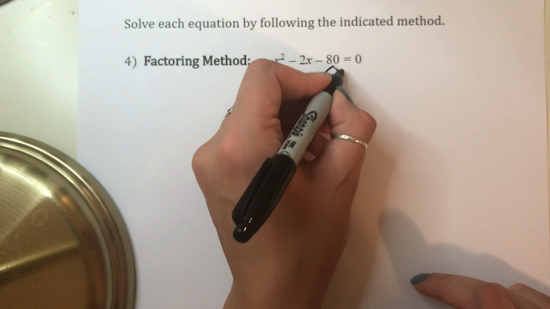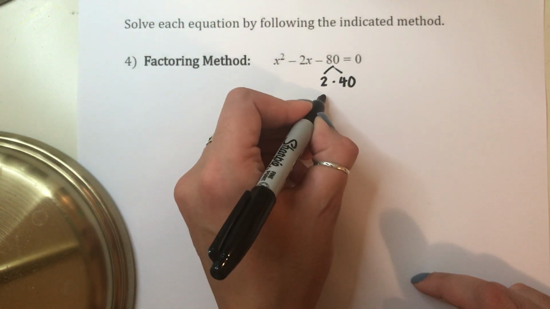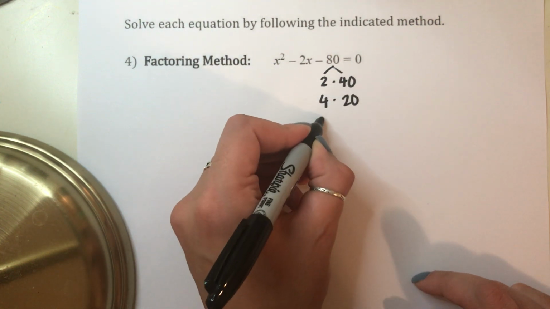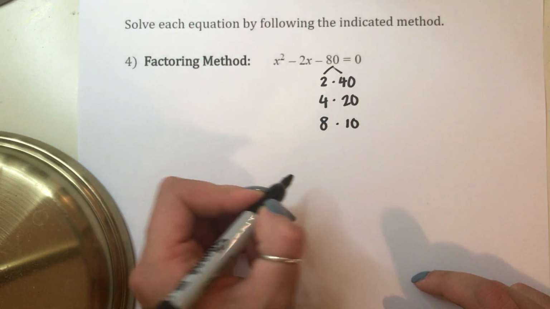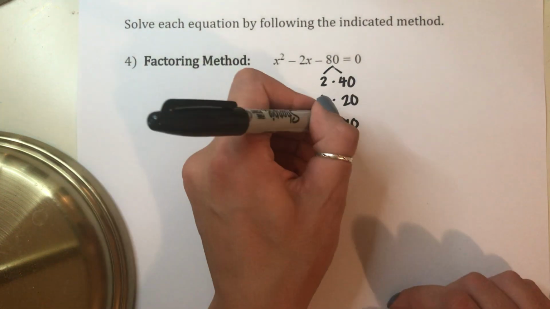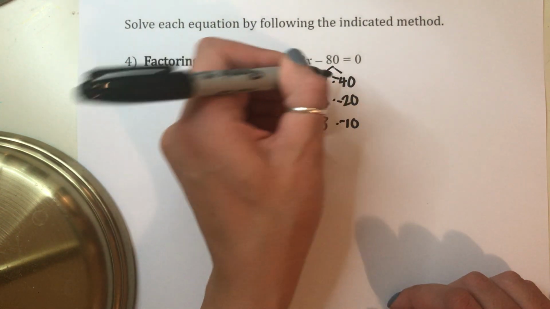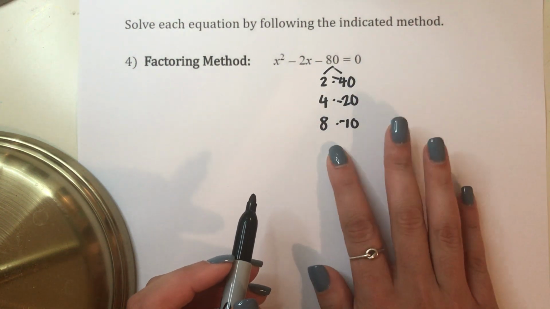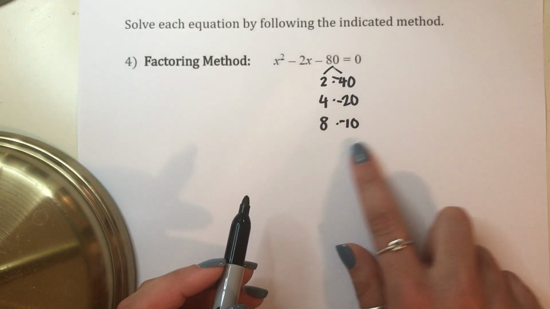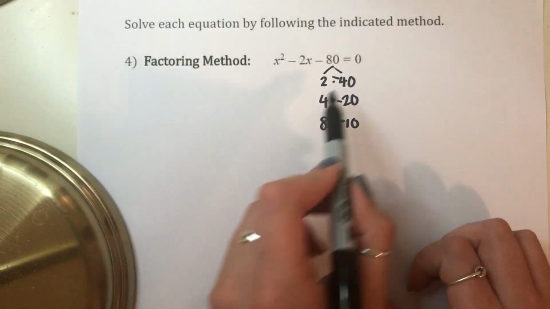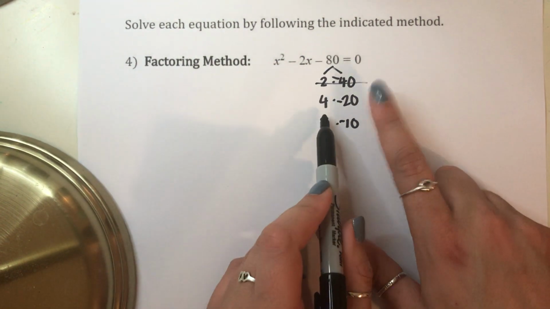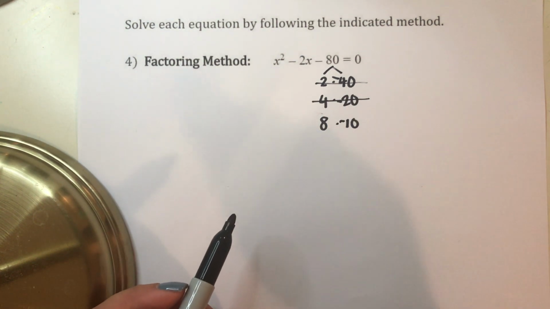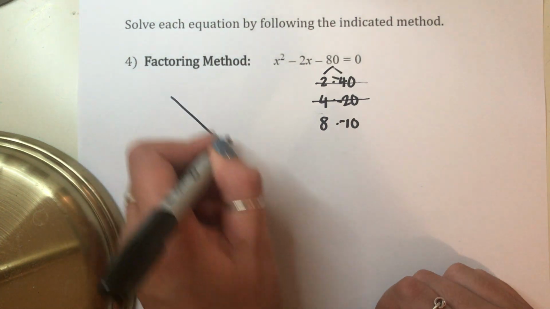So 2 times 40, 4 times 20, 8 times 10. Right? And I'm going to put a negative sign next to all of them. And now I'm going to check to see if any of these add up to a negative 2 when I do addition. So this does not equal negative 2. This will equal negative 16. And negative 10 plus 8 does check out, so I'm going to go ahead and draw my diamond over here.